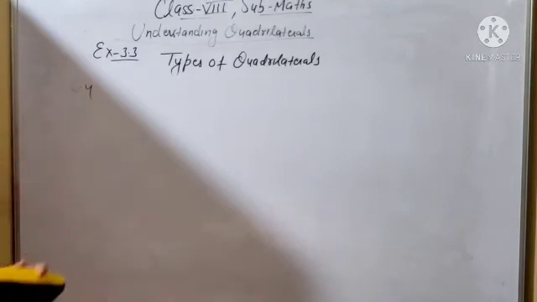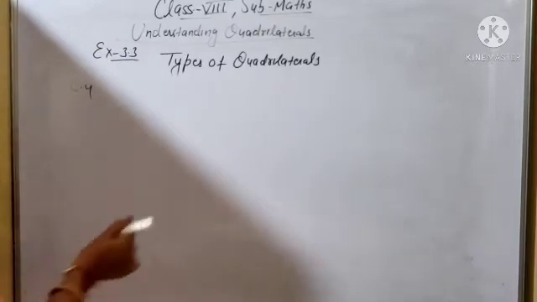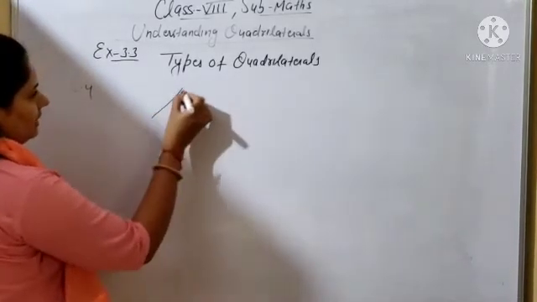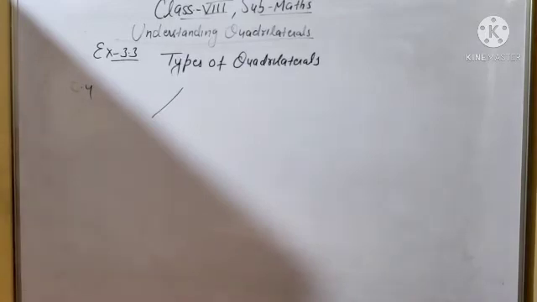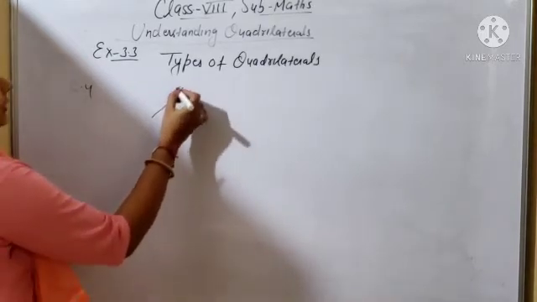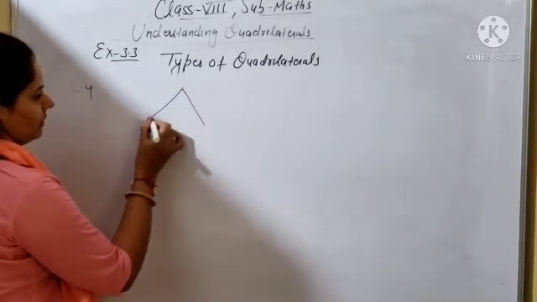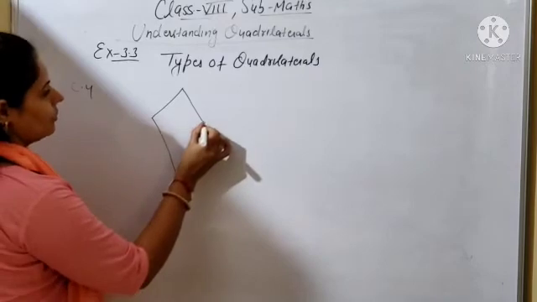What is question number 4? Draw a rough figure of a quadrilateral that is not a parallelogram but has exactly two opposite angles of equal measure. Sorry, you have to draw a quadrilateral, not a parallelogram. Draw a rough sketch of a quadrilateral that is not a parallelogram.